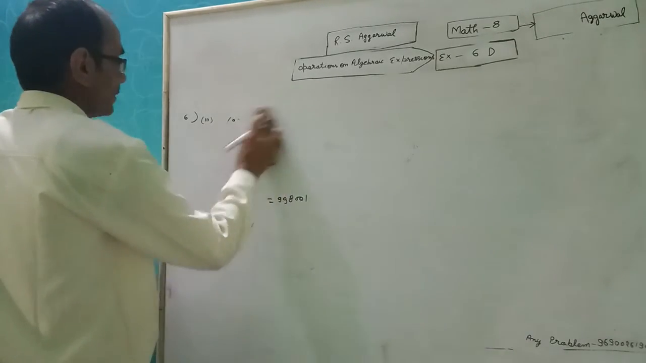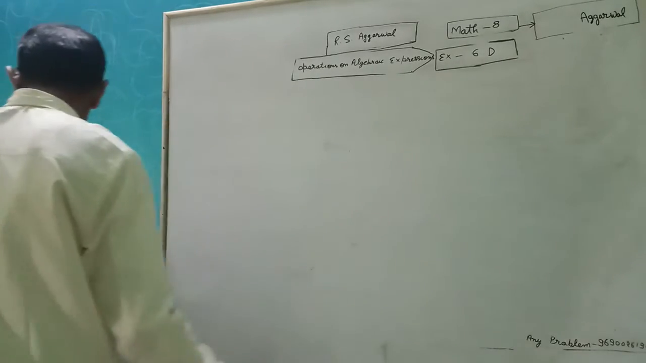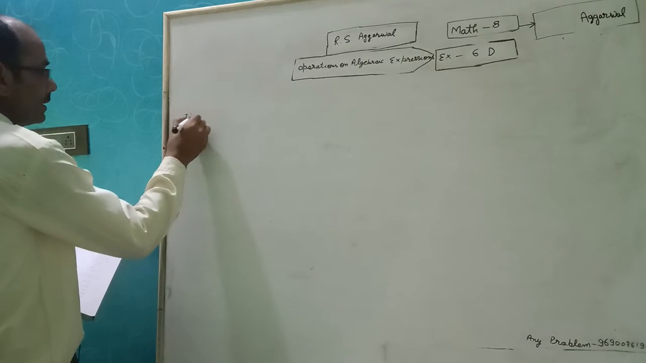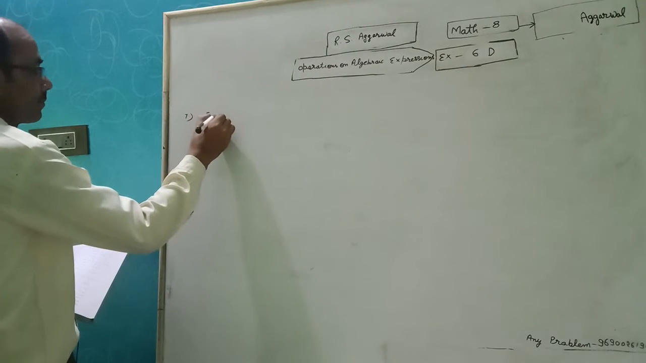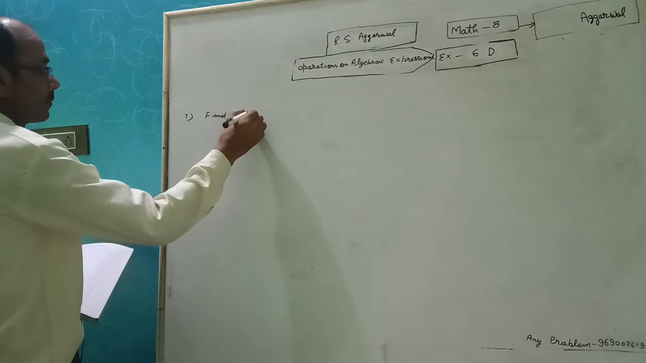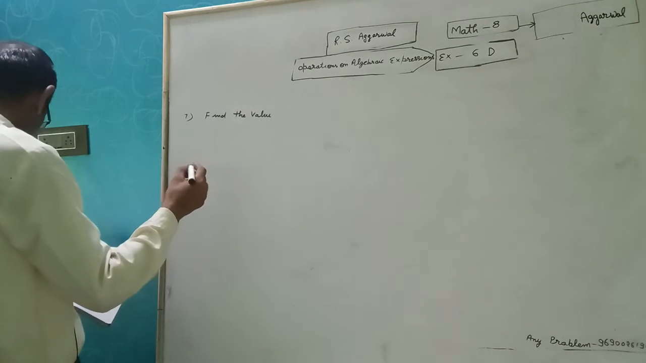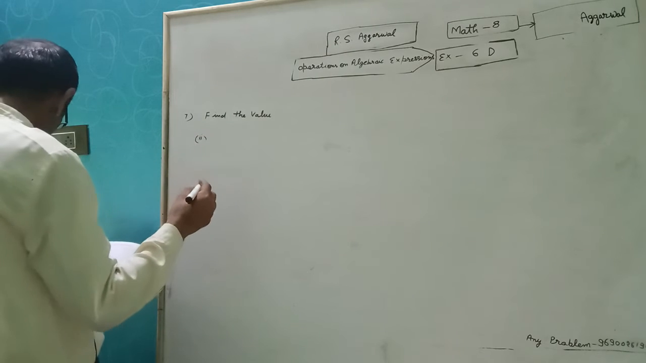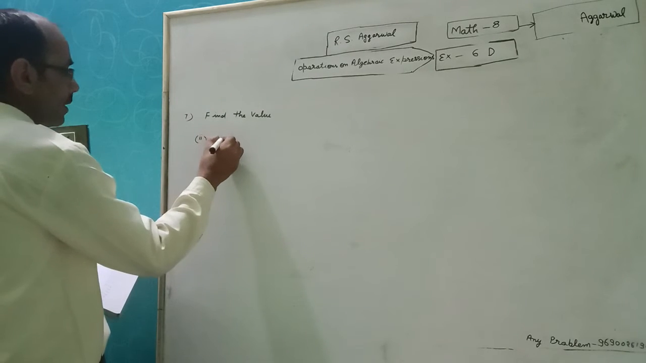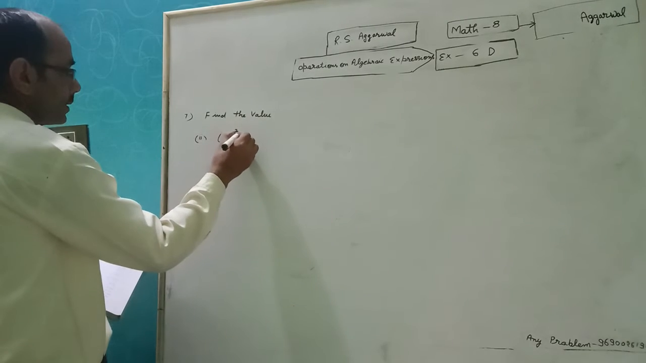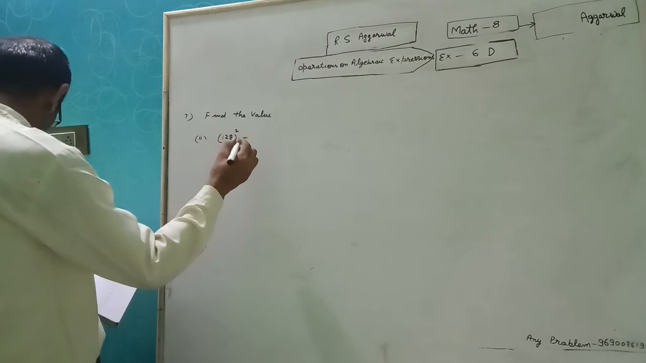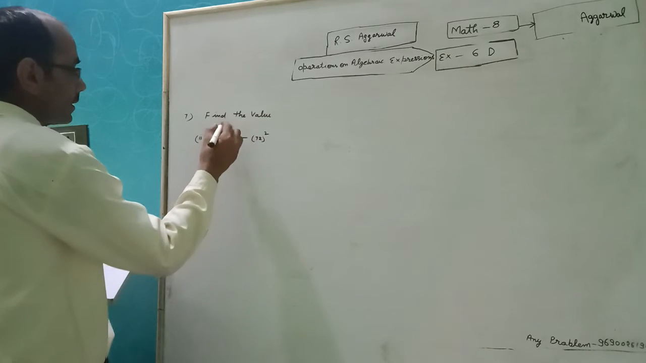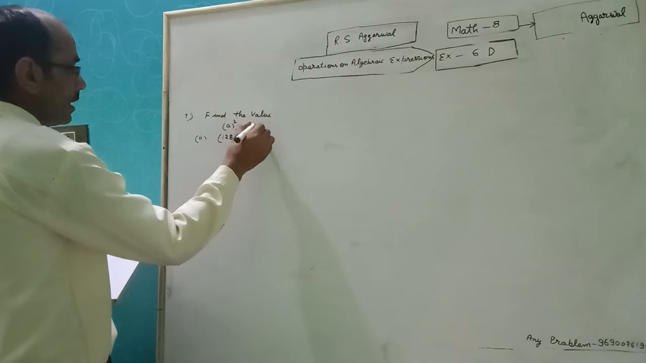Question number 7 is find the value. Second part is, first and second part same. 128 square minus 72 square. This be a square minus b square.